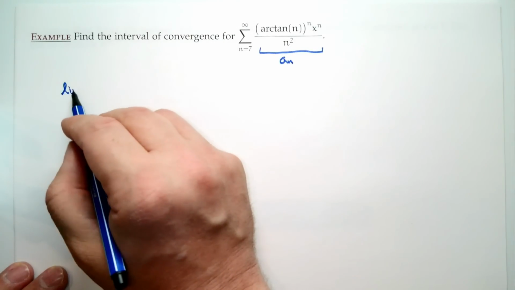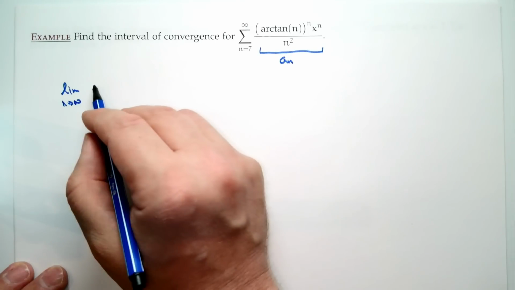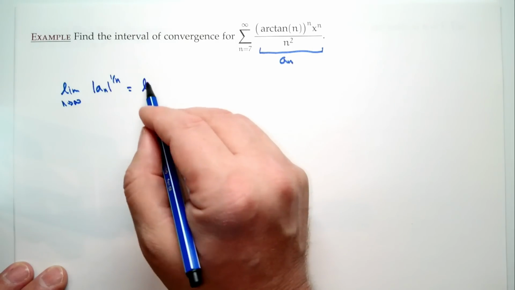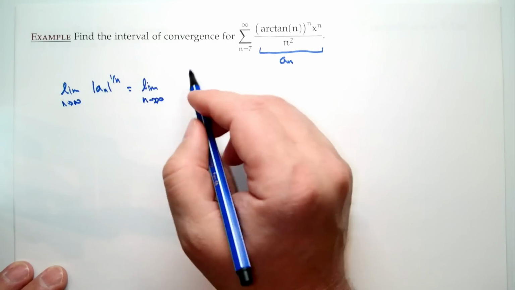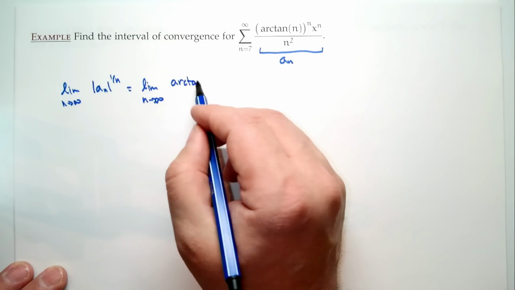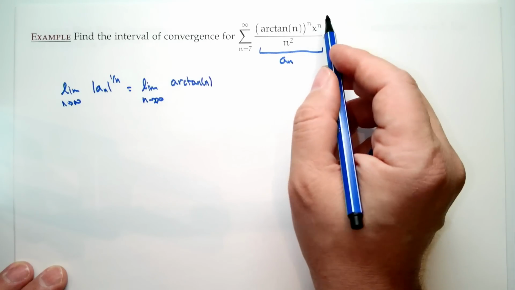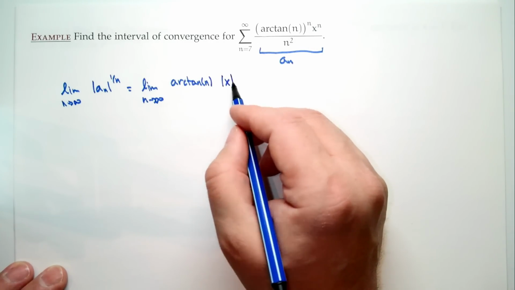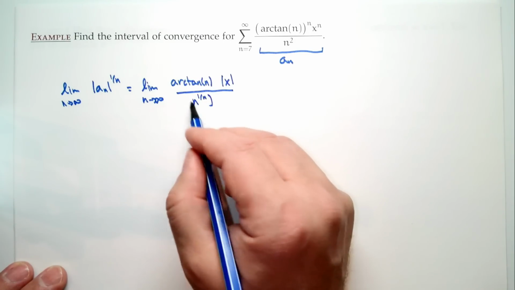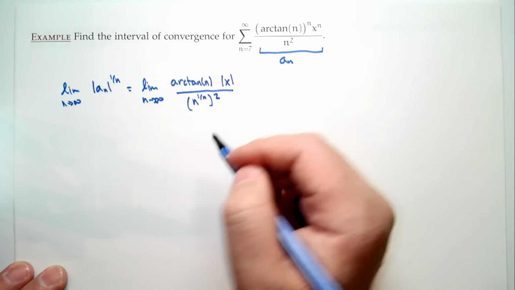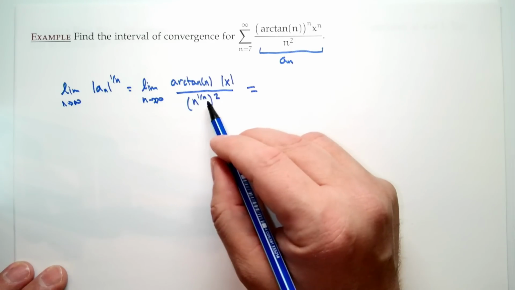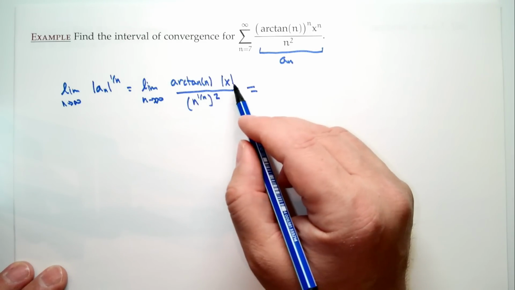So we're going to take a limit as n goes to infinity of absolute value of a sub n to the 1 over n. So this is the limit as n goes to infinity of arctangent of n to the 1 over n is arctangent of n. X to the n to the 1 over n, and of course there's an absolute value involved, is just absolute value of x. And downstairs I have n squared to the 1 over n, which is really the same as n to the 1 over n quantity squared. Well, this is the limit we can find because n to the 1 over n goes to 1. We've done that. Absolute value of x is just absolute value of x.